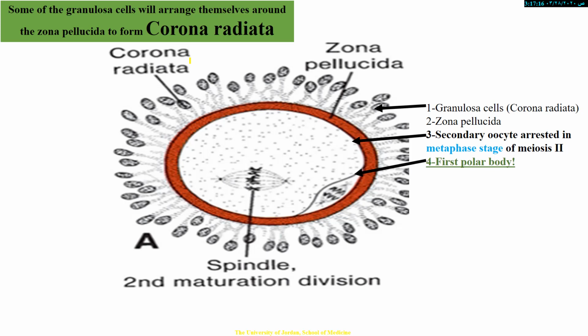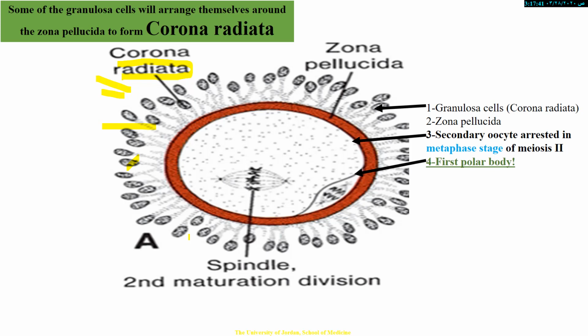The granulosa cells rearrange themselves around the ovulated egg, and they look like a crown, and that's why we call them corona radiata. Radiata means like rays. They are everywhere. So from now on, if I ask you what has been ovulated, you should answer this.